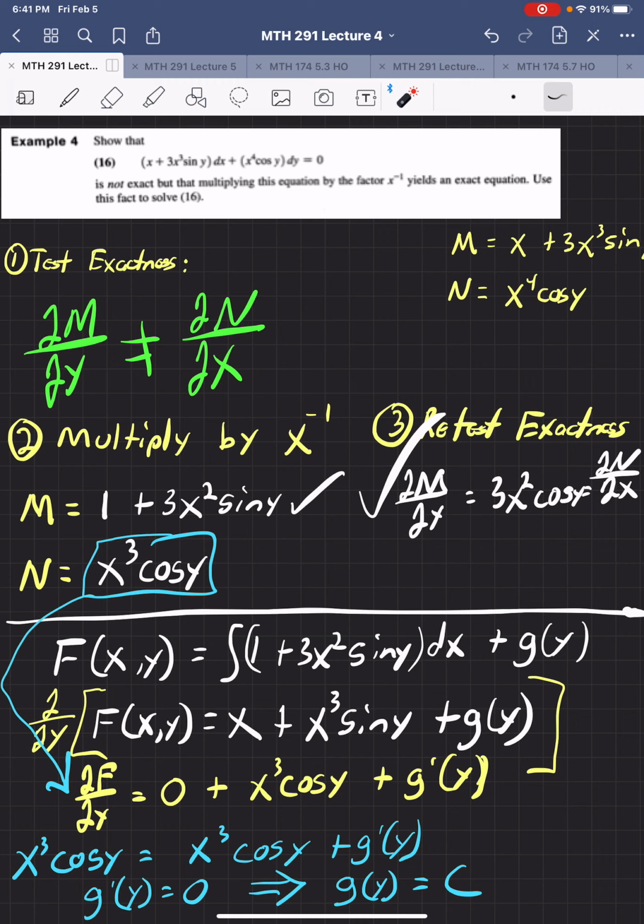All right, so let's conclude this section. That's everything I need to tell you. When I see you again, we'll be discussing how we get this special factor that helps get us to an exact equation. But I will see you in the next video.